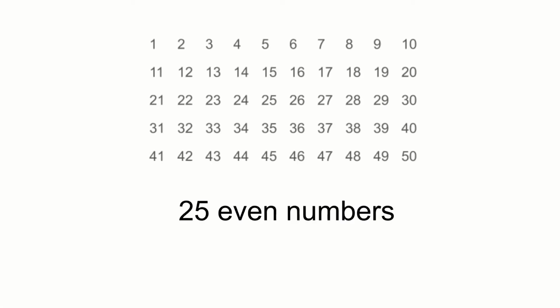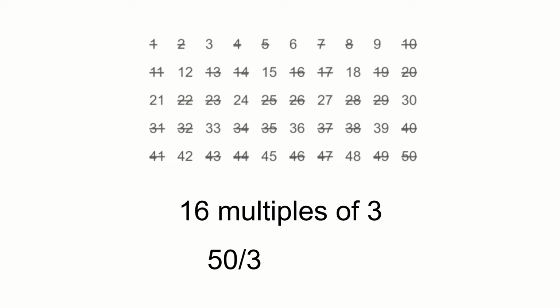Let's just count the even numbers up to 50. You probably know it's 25 because every other number is even. So what about multiples of 3? You probably get 16 without too many issues by dividing 50 by 3 and ignoring the remainder. And for any number really, you can just divide 50 by whichever multiple you need.